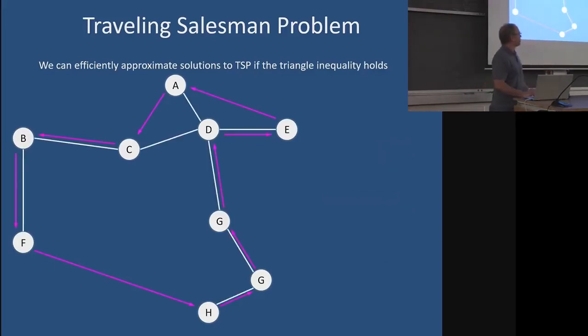Okay, so now I have the minimum spanning tree drawn, and I have the purple edges drawn. And the yellow edges I took out. Remember, the yellow tour was the one that followed every white edge twice.